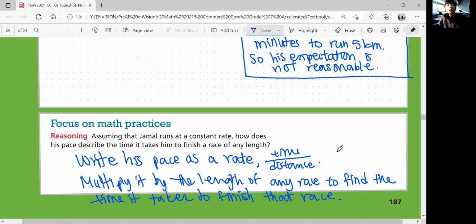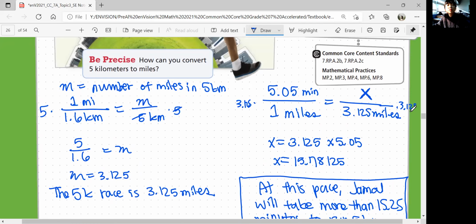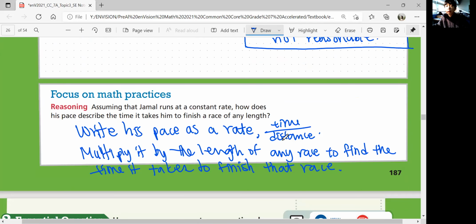Just like we did. If you multiply distance, however, the distance 3.125 was 5K. So if you multiply your 3.125, your goal distance, times your unit rate 5.05, because 5.05 minutes would be 1 mile. So if you multiply that by how many miles you're running, that's just how much it takes in minutes, okay?